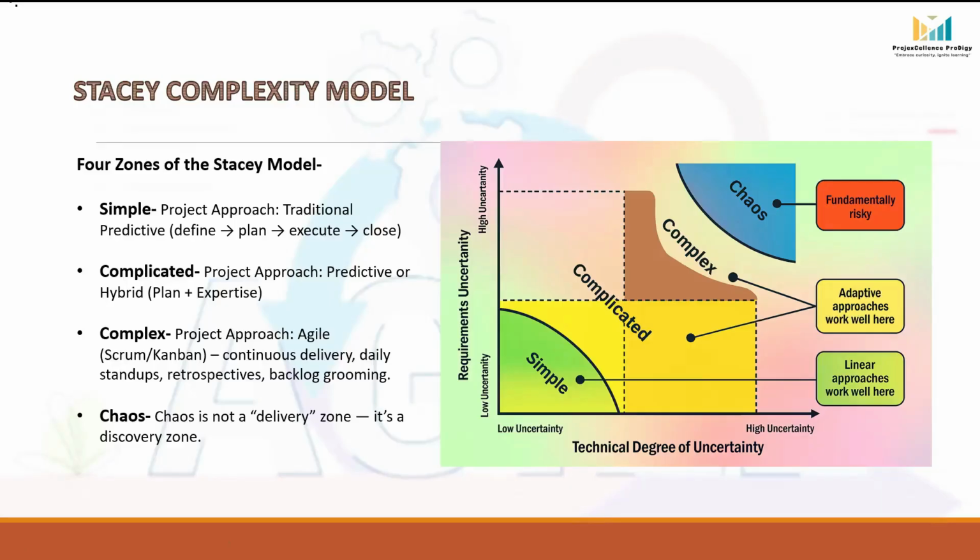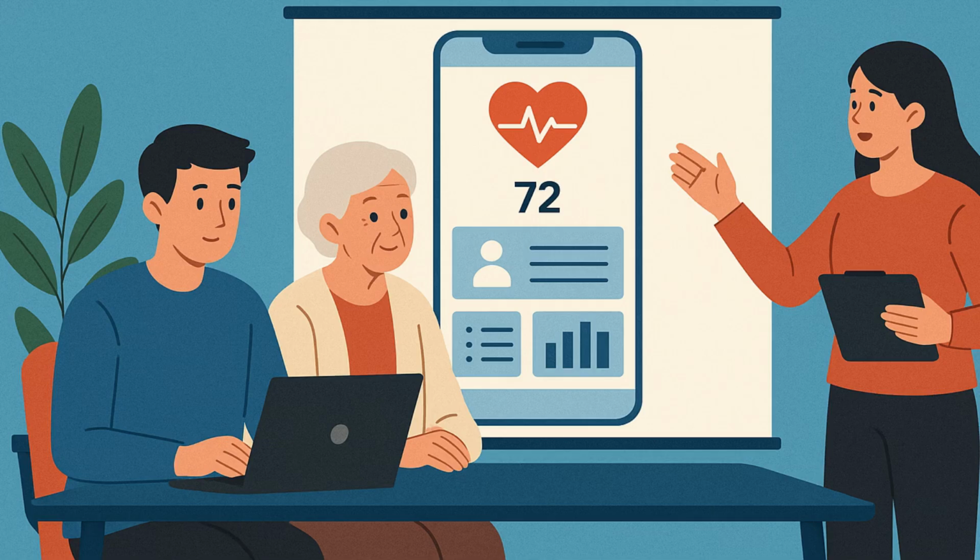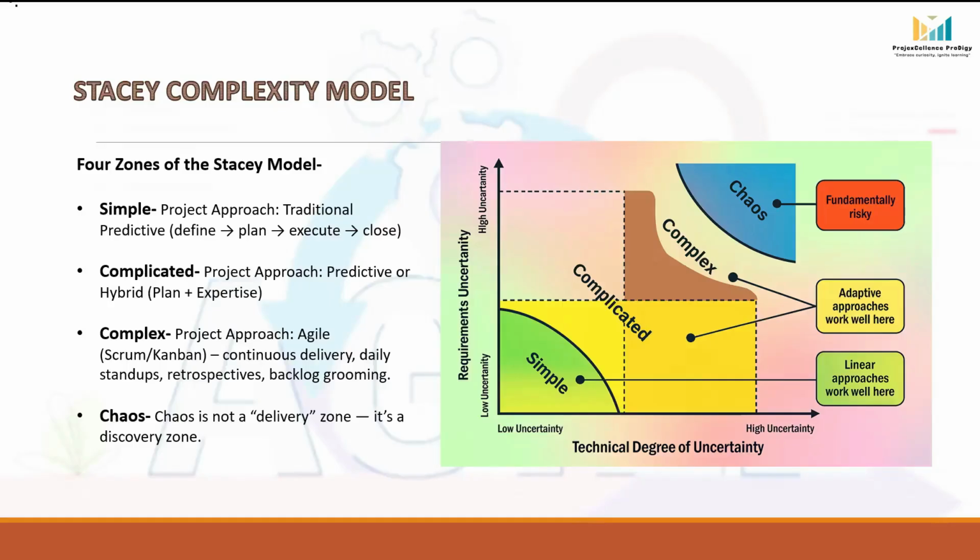Let's understand it with one example. Suppose we have a project developing a health monitoring mobile app for elderly people. Requirements here are evolving. The initial idea may include heart rate tracking, but users later ask for medication reminders, SOS alerts, fall detection, or other features. And technology also has medium to high uncertainty.